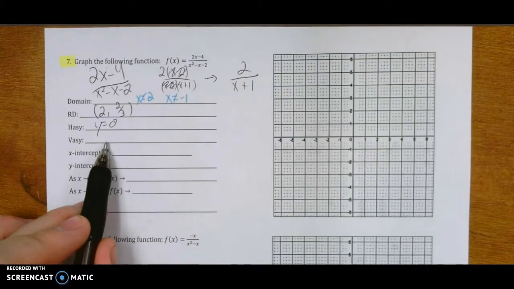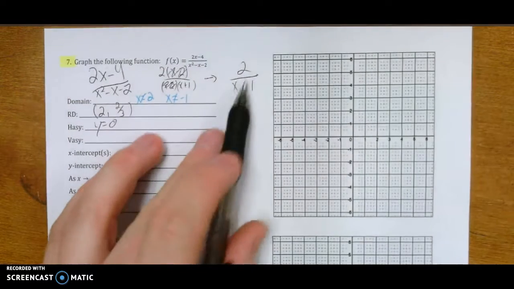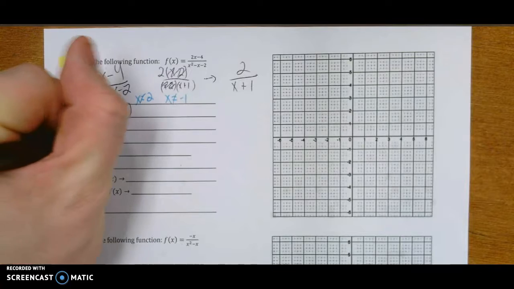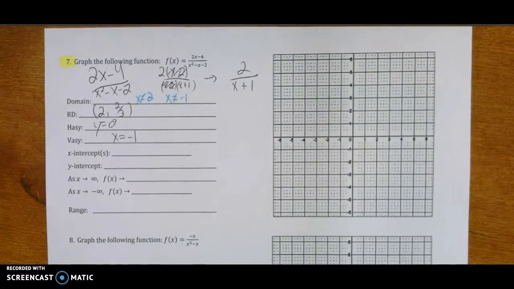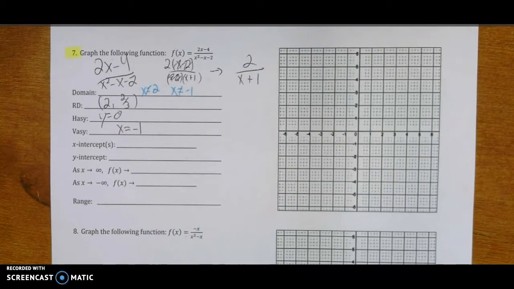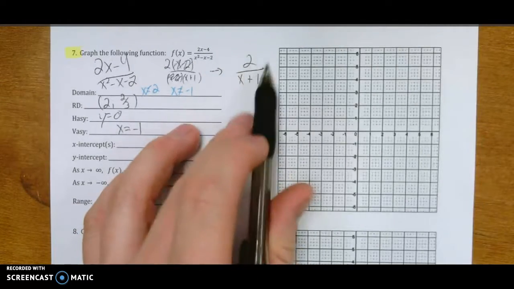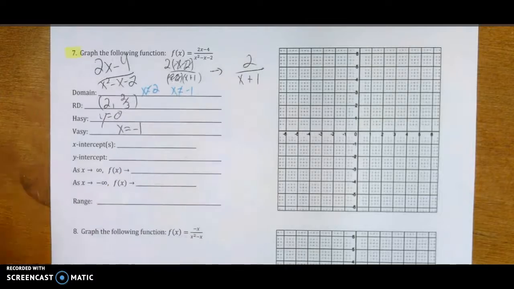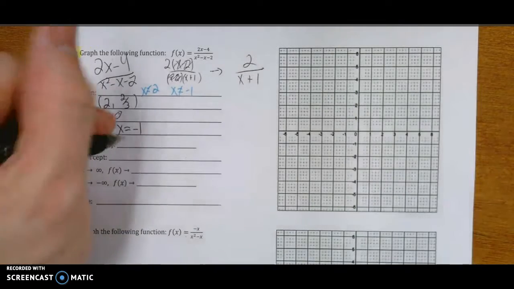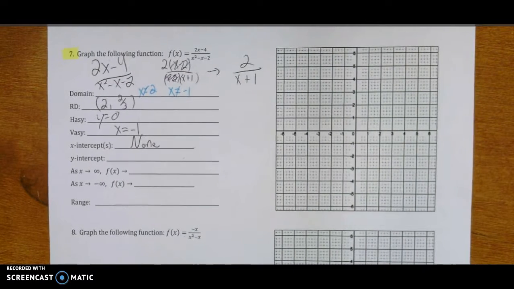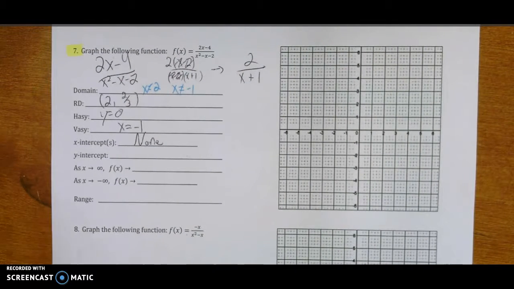My vertical asymptote, I look at what's left over here, and -1 is what would give me a 0 in the denominator. So I will have my vertical asymptote at x equals -1. X-intercepts, how can I possibly get a 0 in the numerator? Well, if I'm not seeing any x's, I'm not seeing anything to plug into, so there are no x-intercepts. There's no way for me to turn a 2 into a 0 if there's no x attached to it.